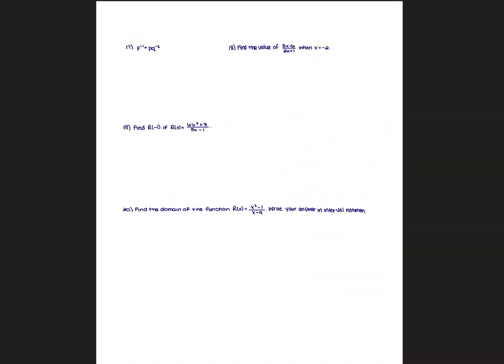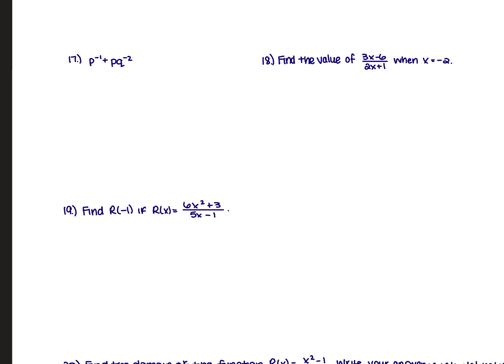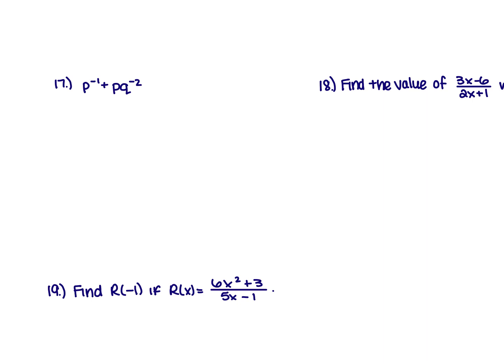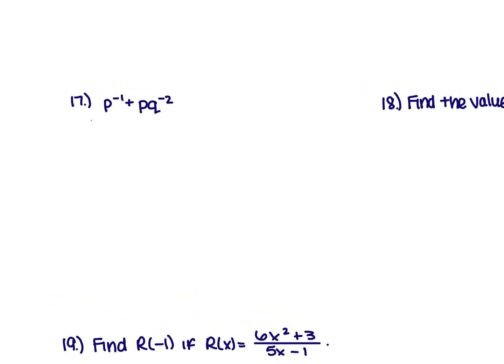If we look at number 17, you have p to the negative first power plus pq to the negative second power. This is the same thing as saying 1 over p plus p over q squared. Your least common denominator is pq squared. So the first fraction we multiply by q squared on the top. Second, we multiply by p. So that's going to give us q squared plus p squared all over pq squared.